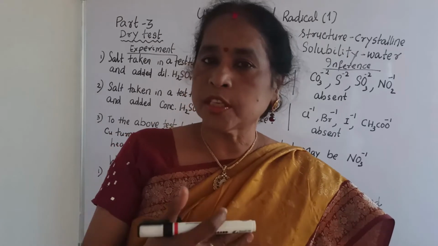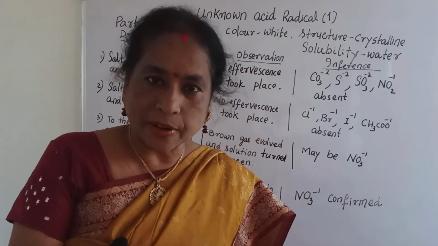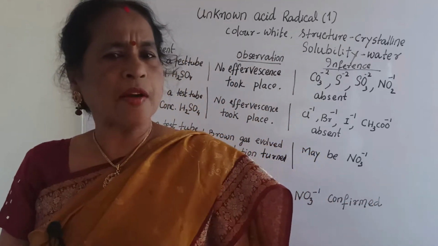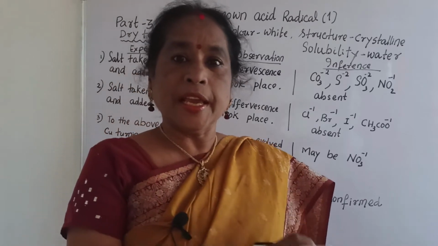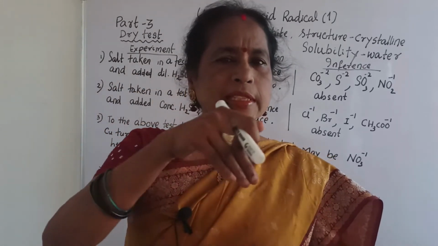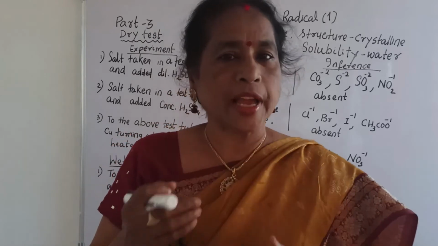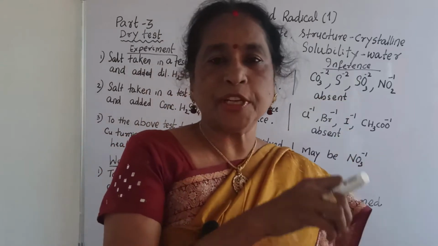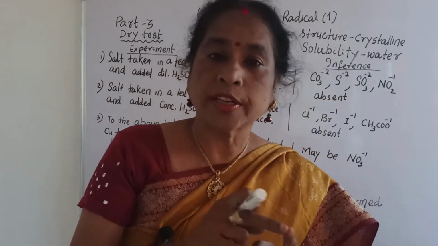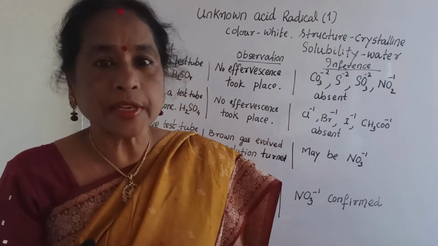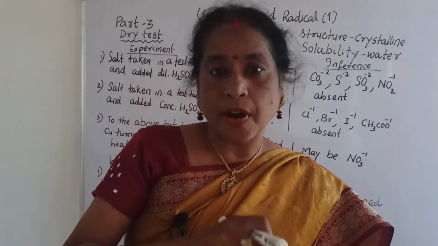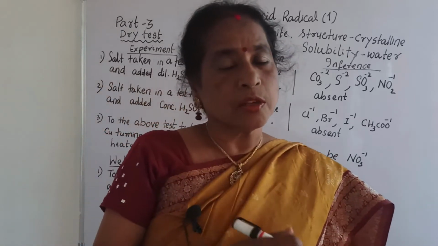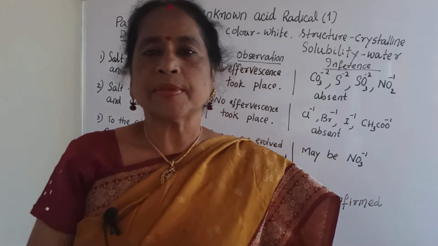Now, in the second case, if there is no effervescence with dilute sulfuric acid, then you will proceed to concentrated sulfuric acid. If there is effervescence, with any color and odor of gas evolved, then maybe chloride, bromide, iodide and acetate. If there is no effervescence in concentrated sulfuric acid, then what to do? You will add copper turnings to the same test tube which contains salt and concentrated sulfuric acid, and after that you heat it. If brown gas evolves, then nitrate may be present. If not, no brown gas, then nitrate is absent.